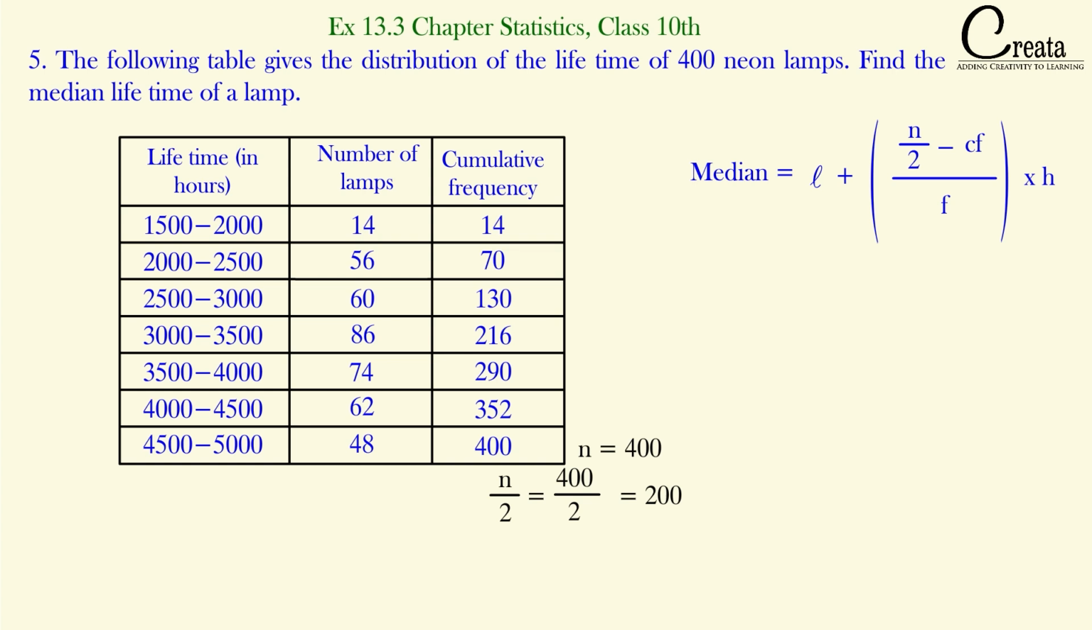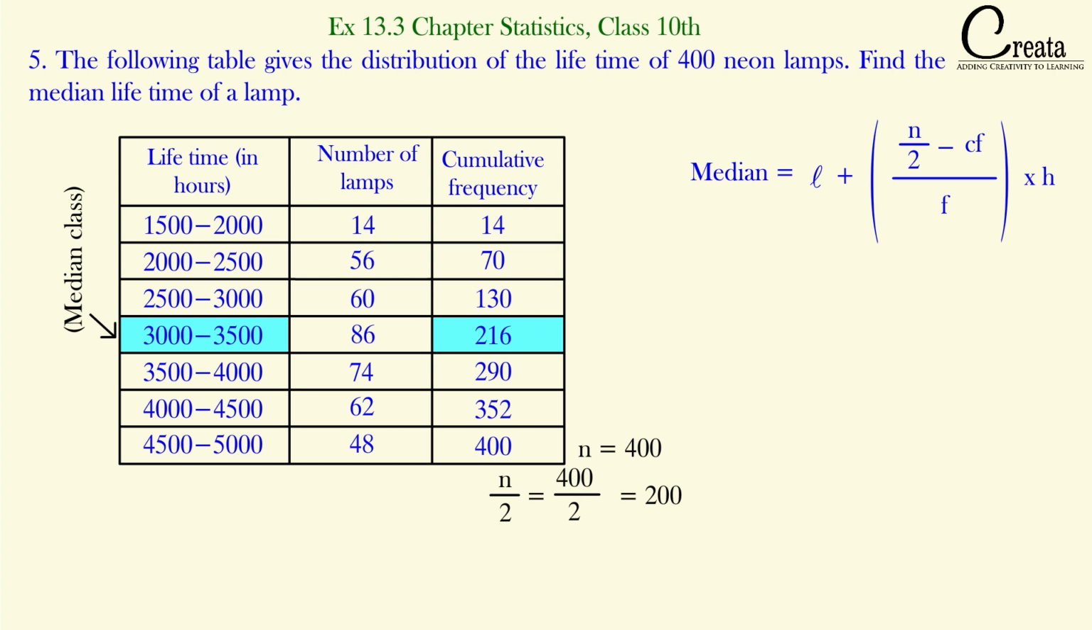The next step is to locate in which row our 200th observation will come. It will come in the fourth row. Up to the third row we have 130 observations. In the fourth row we have the observations after 130 till 216. So our 200th observation will come in the fourth row. Got it? So this class will be called the median class, 3000 to 3500.